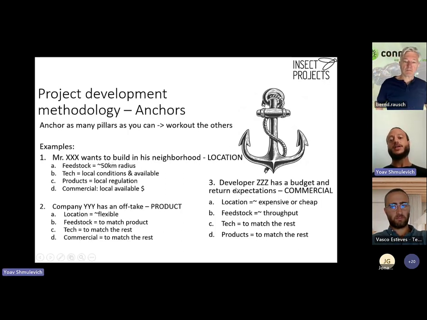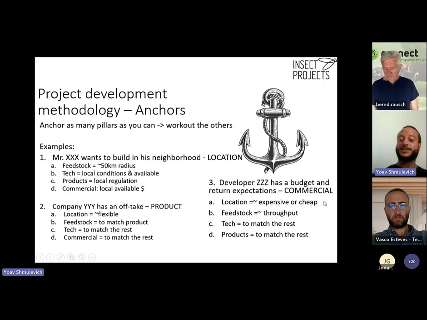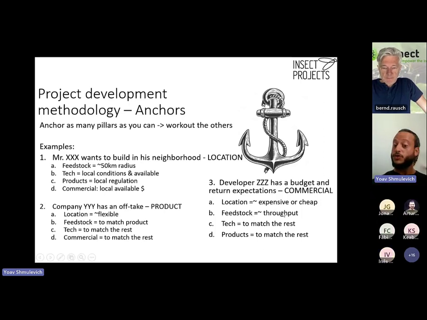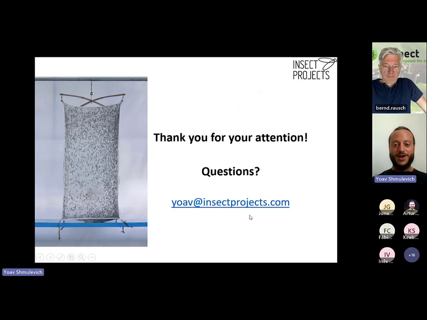And then the last example is developer Z that has a certain budget. He knows he has a certain budget, and he has a certain return on investment. So he can anchor the commercial pillar. Now, once he anchored the commercial pillar, he can look for a location, and he's quite flexible, but he has a budget, so he knows he's looking for an expensive place or a cheap place. He has a good idea of how much feedstock he's going to use because he has a budget. He knows more or less what the size is, so he can anchor the feedstock, and then he can work out the other pillars. And that is for my presentation.